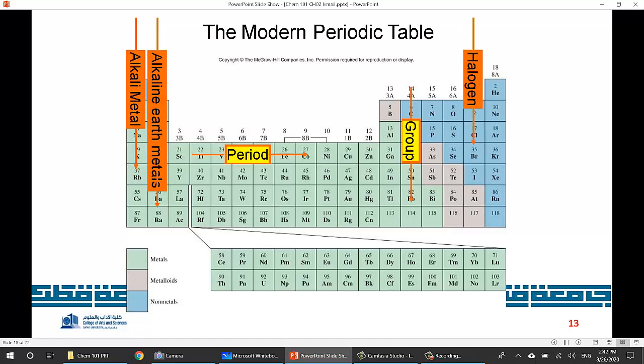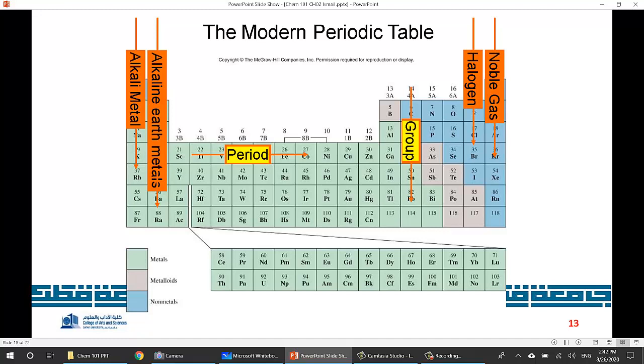We have also halogens, which are fluorine, chlorine, bromine, and iodine. And we have also noble gases. Sometimes they call them rare gases or noble gases. These are group 8, which basically do not form compounds, generally speaking. Some of them actually do.